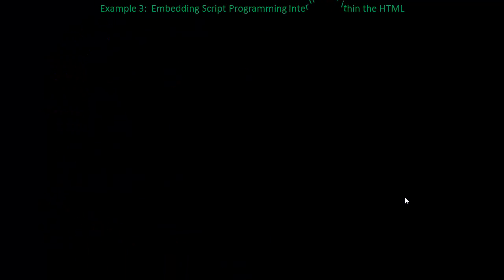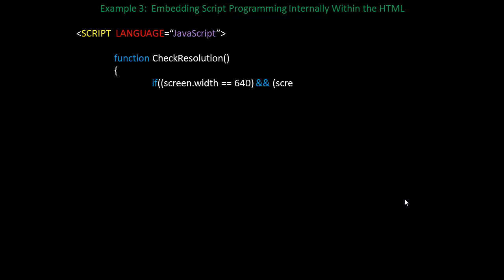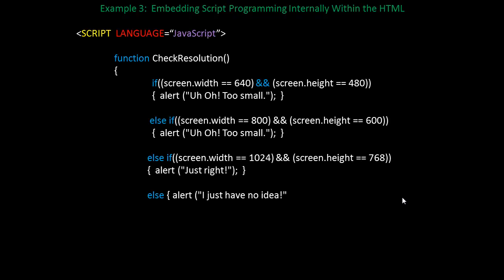Again, here's an example of embedding script internally within the HTML. So within the open and closing script tags, we would type the JavaScript code, and in this case we're creating a function in JavaScript that will simply detect the screen size, and then point the user in the right direction based on that and fire off an alert.